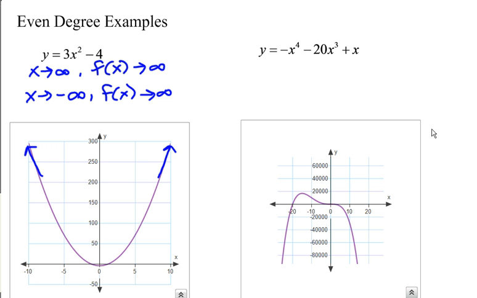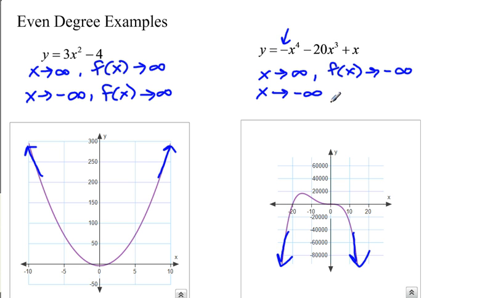And hopefully you remember that that's going to be caused by the sign of our leading coefficient. Look right here, our leading coefficient is negative. So in this case, as x goes to infinity, we find that our y values are heading down. So f of x is heading to negative infinity. And as x goes to negative infinity, being an even function, it does the same thing on both ends. So f of x also goes to negative infinity.